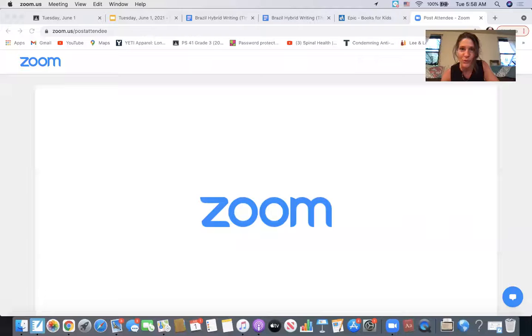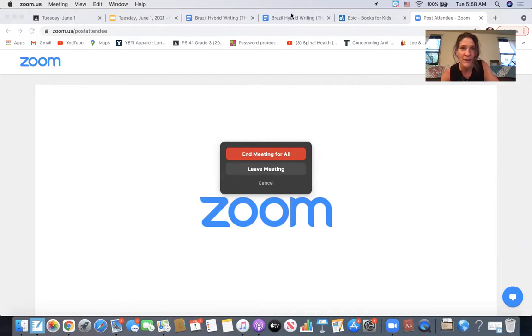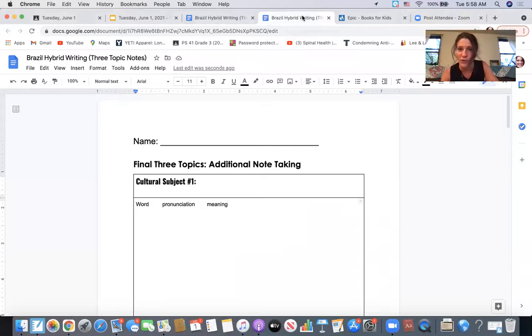I'm going to go ahead and share my screen and show you the Brazil hybrid writing piece that we have put together in case you don't already have this. If you do already have it, yay. And if not, you can highlight it and print it out from the page today. It was also on last week's page as well. Anyway, this is what it looks like. It's your final three topics, additional note taking.